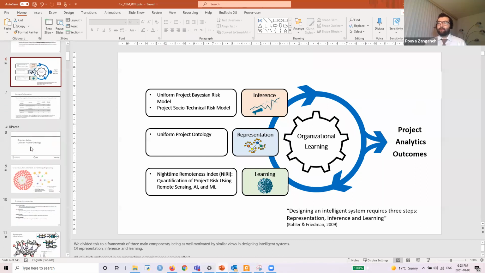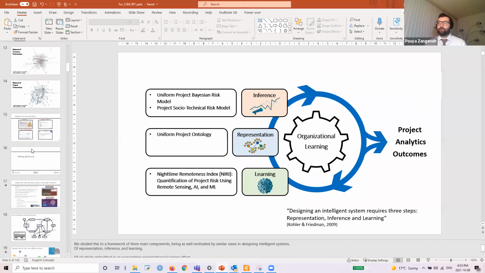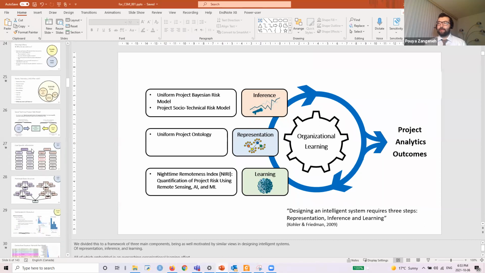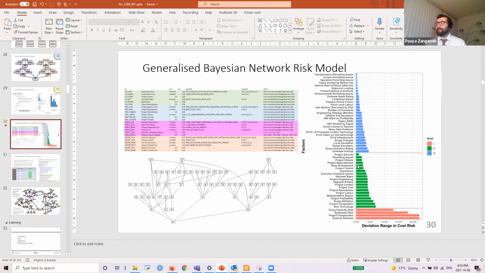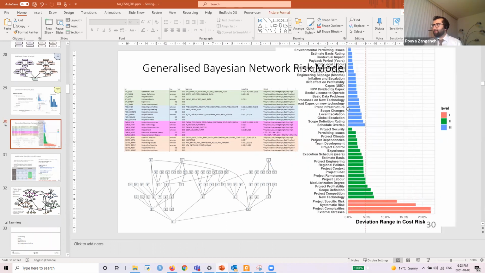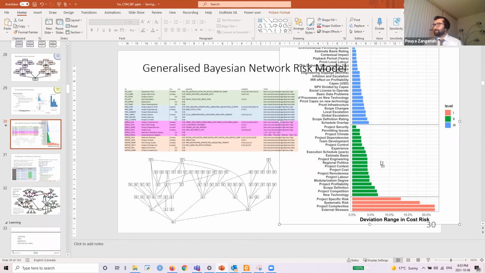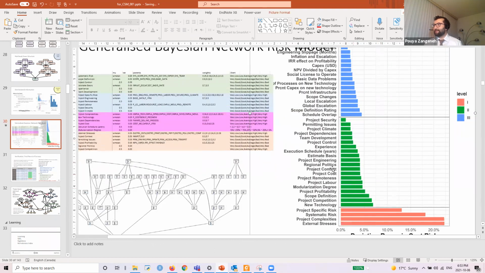So I can tell you what our group of experts think, or at least the amalgamate of their opinion, and then I can give you my own opinion. If we take a look here, these green bars are the second level factors. And over here, our experts think new technology is the most important driver, so dealing with new technology, and after that, project competition.